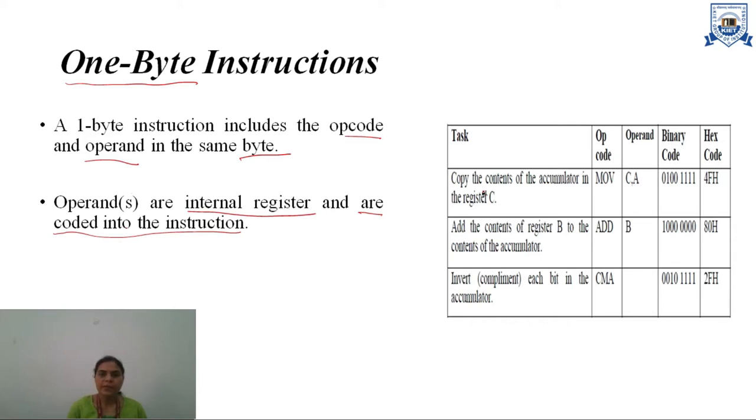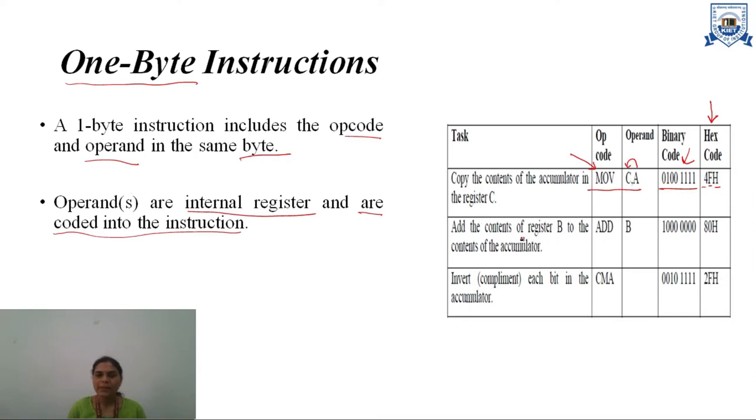So for example, we have the MOV C,A command. This command is a 1 byte command. The binary code for this command is like this, and we can write these binary bits in hexadecimal notation. So we can say that this instruction has the hex code 4FH. So 4F represents the MOV C,A command, which moves the content of register A into register C.